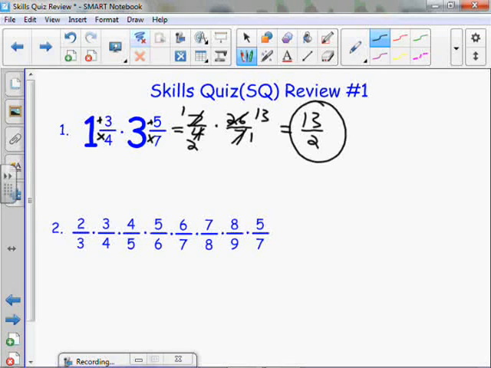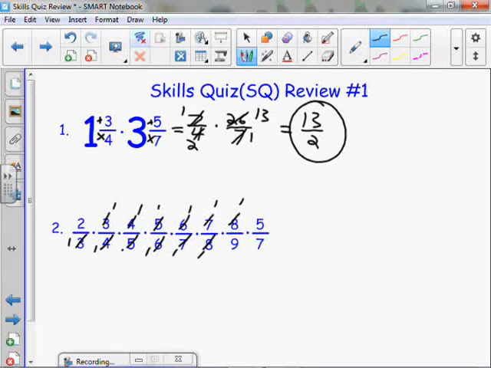The first set, 3 and 3, both have a common factor of 3, so these cross out to be 1. 4 and 4 cross out to be 1. 5 and 5, 6 and 6, 7 and 7, 8 and 8. And then we're left with 2 times 5 over 9 times 7.